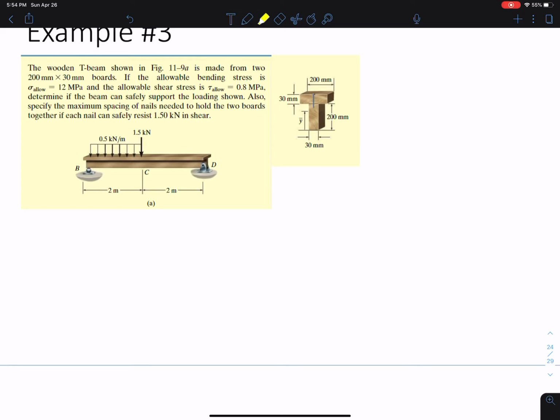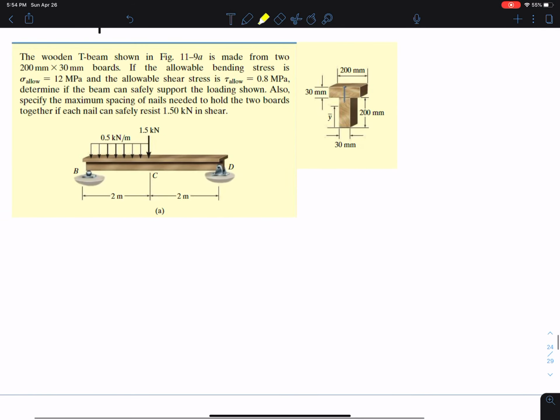Okay, but this here is a little bit more challenging because we have a couple of things that we need to look out for. So this is very similar to your quiz question. We have a T-shaped section made of two boards, and they're nailed together. And our allowable bending stress is given here, our allowable shear stress is given, and then we also need to figure out what our max spacing of the nails is to hold the boards together if we know that each nail can resist 1.5 kilonewtons in shear.